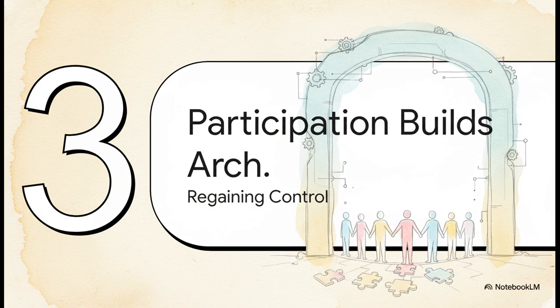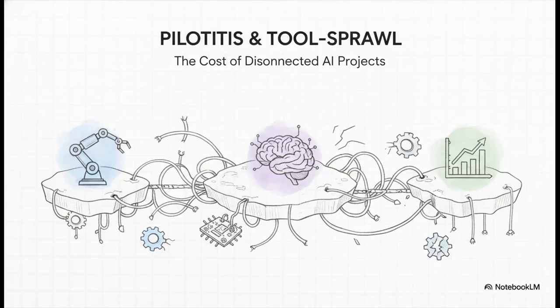Okay, so that brings us to our next link, where all that trust you've built produces something hard, something tangible for the business: a resilient service architecture. Because here's what happens when you don't have a clear map of your organization's services. You know what they do, who they're for, how they connect. AI tools just get deployed randomly. And this leads to what we call pilotitis.